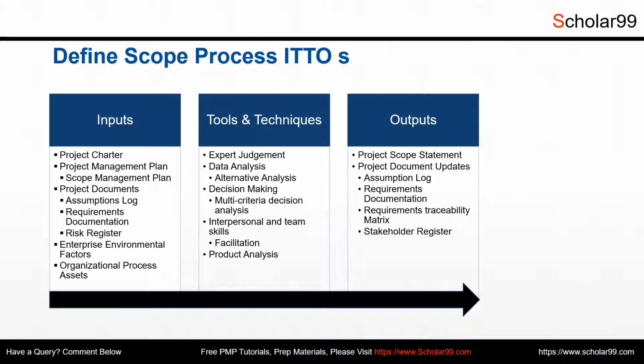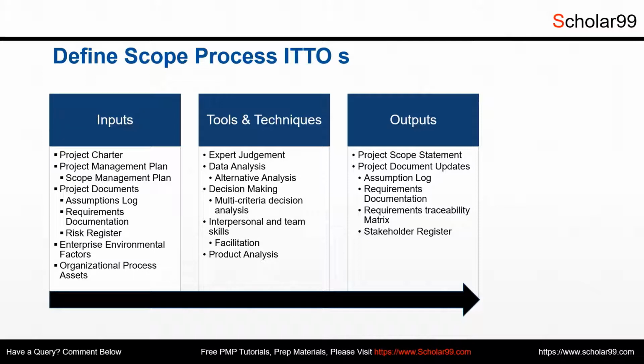They are the assumptions log. If any new assumptions are identified or there are updates to the existing assumptions, the assumptions log needs to be updated. Requirements documentation. If there are any new requirements identified or updates to the existing requirements, then the requirements documentation must get updated. As and when the requirements documentation gets updated, its traceability must also be updated. And if any new stakeholders are identified during this process, the stakeholder register must be updated.